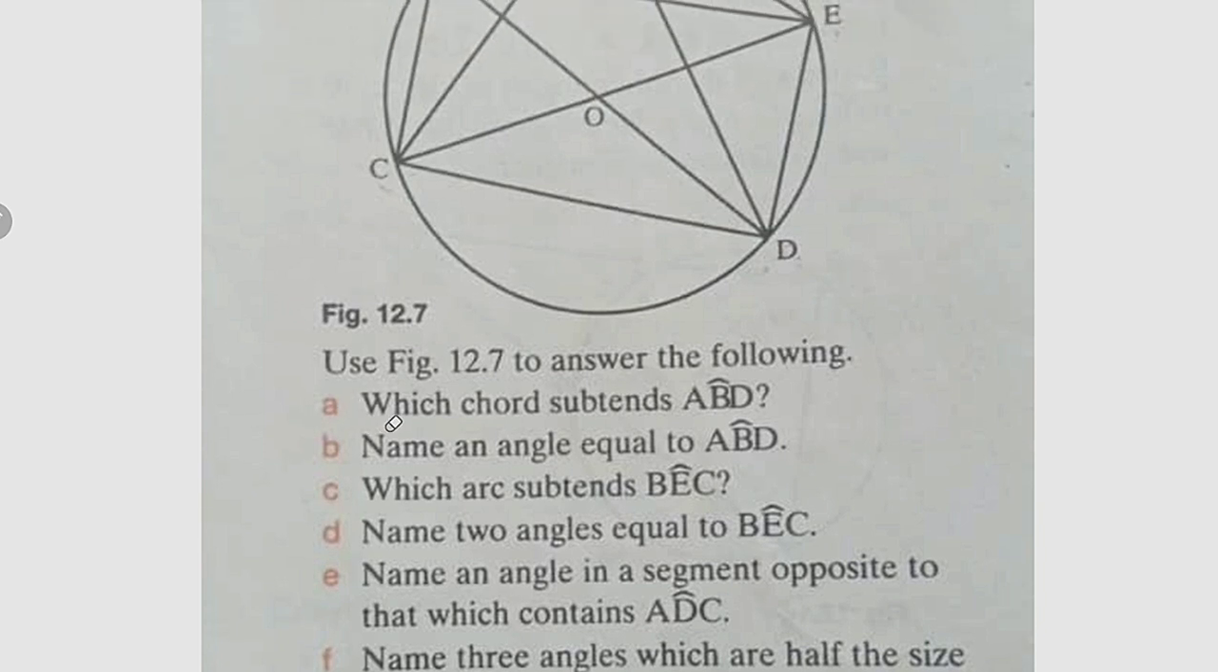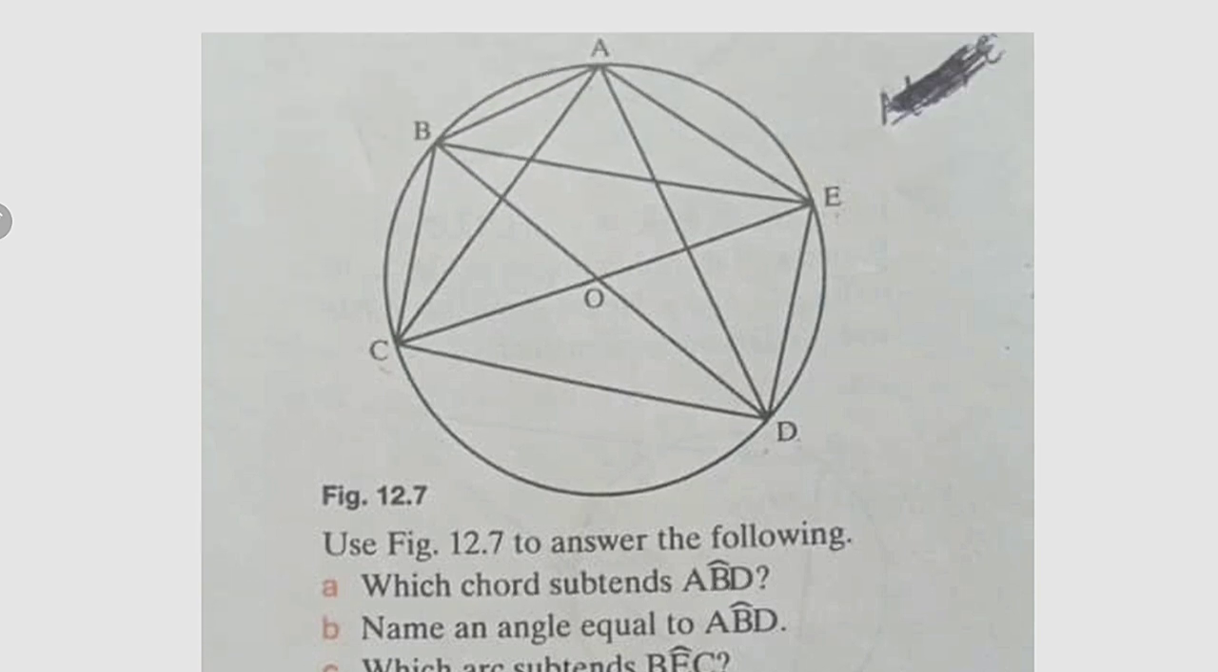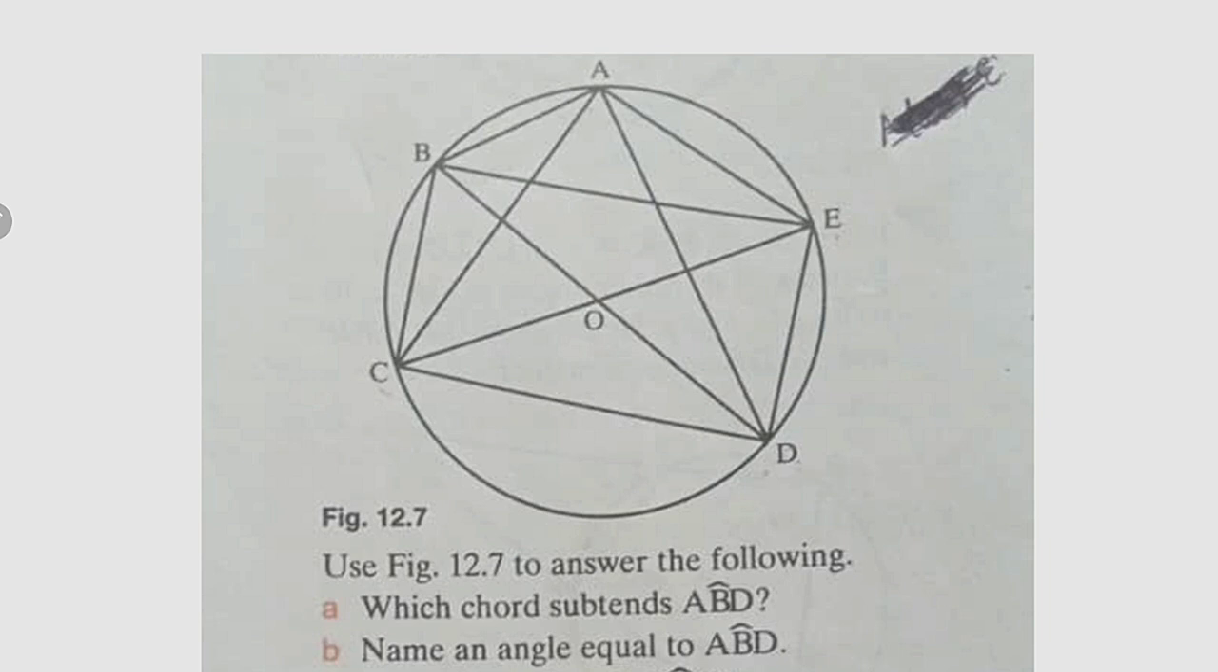We have the first one, which reads, which chord sustains an angle ABD? So let us locate ABD. This is A, this is B, and this is D. So let us connect them together. We have A, we have B, we have D. So we are talking about this particular angle.